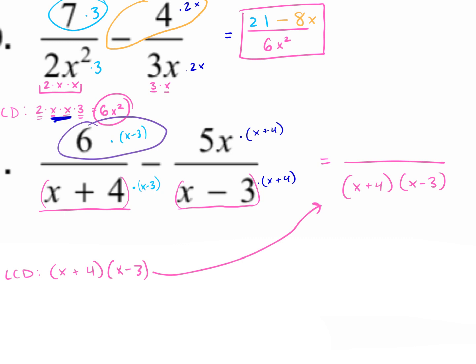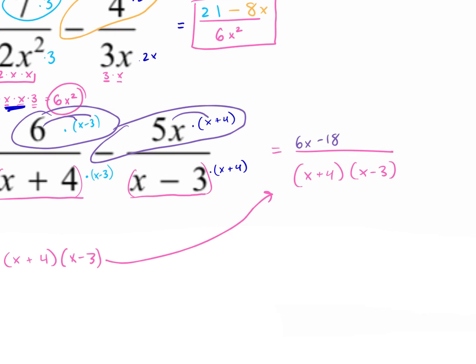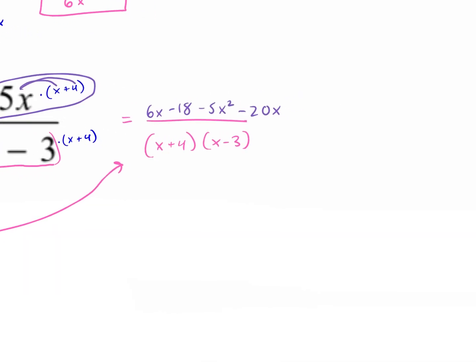How would I multiply these together? What would I need to do? Distribute. So I'm going to do 2 steps at once here. I'm going to distribute the 6 to the x and the minus 3. So we get 6x minus 18. And then do the same thing here. I have negative 5x times x plus 4. So what's negative 5x times x? Negative 5x squared. And then what is negative 5x times 4? Negative 20x. Perfect.